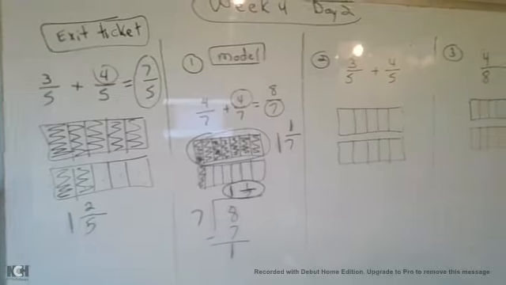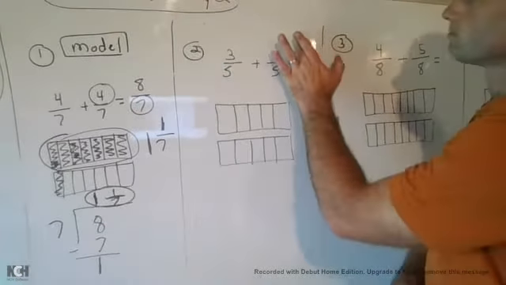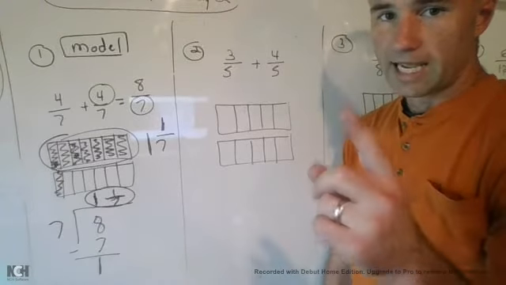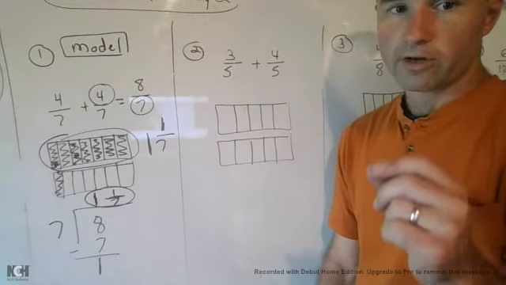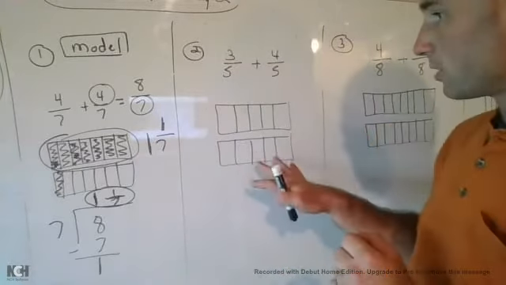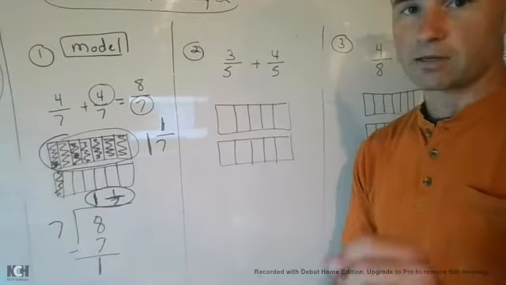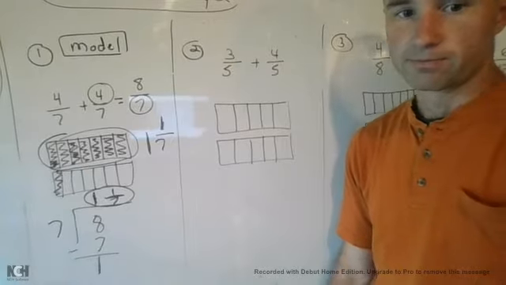Here we go. Number 2, 3/5 plus 4/5. 3/5 plus 4/5. You're going to add them. Don't add the denominators. And then you're going to do it by the picture or do it by the division to find what the mixed number is. Go ahead, do that now. Hit the pause button, please.